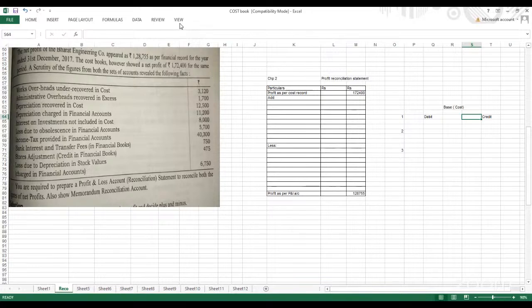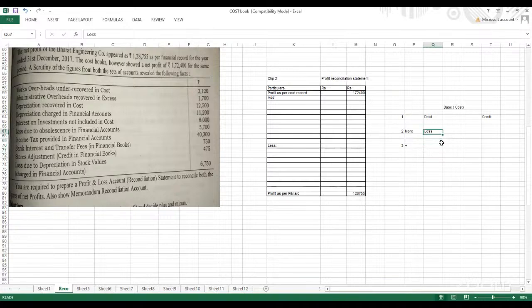Then step two is you have to decide whether the given item is more or less in cost books, because you are following cost record, isn't it? You have to determine whether it is more or it is less in cost books. Clear? Now, if it is more, your effect will be add. And if it is less, your effect will be less.